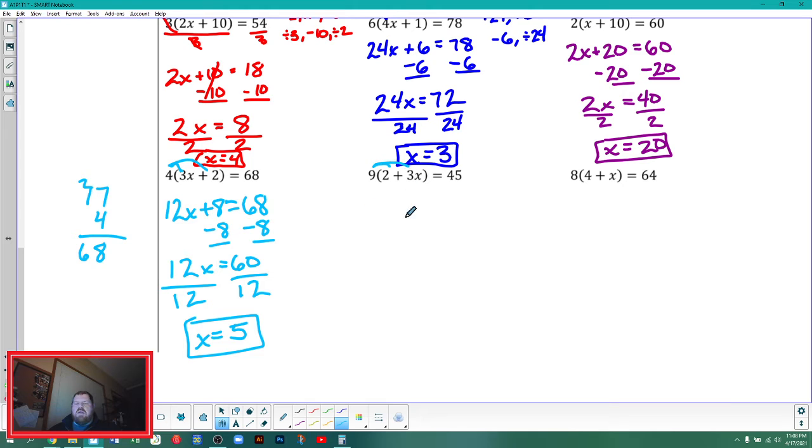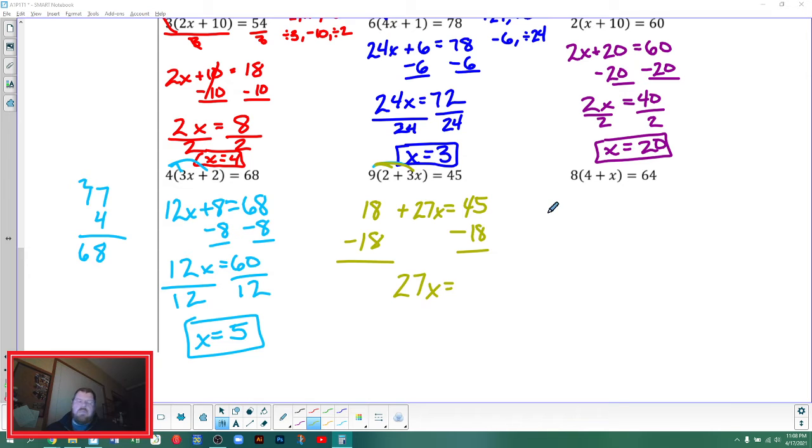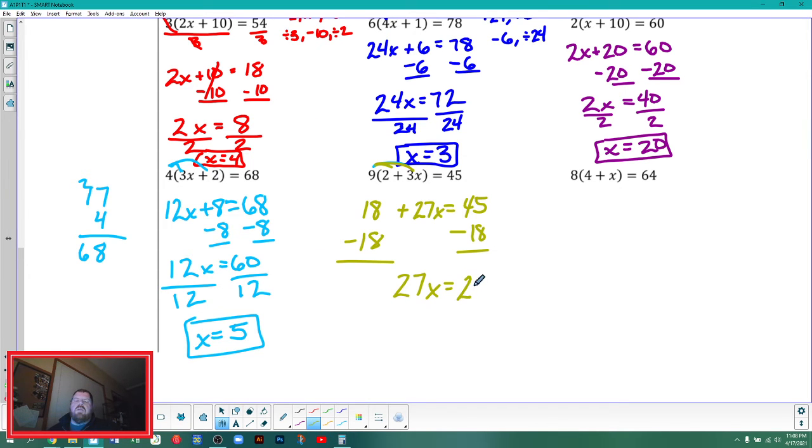Okay, let's go ahead and distribute here. I'm actually going to switch colors. 9 times 2 is 18. 9 times 3 is 27, and there's an x there, and we get 45. We'll subtract the number, move the number to the other side, and we have 27x is equal to, gosh, that might be 27. I think so. Yeah. Divide by 27 on both sides. Long story short, we get x is equal to 1.